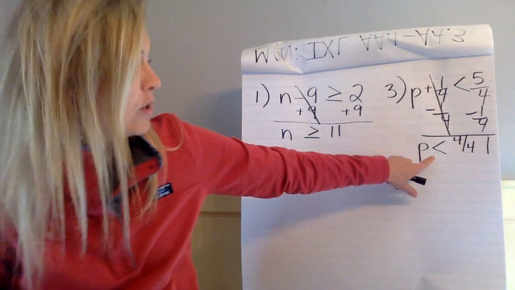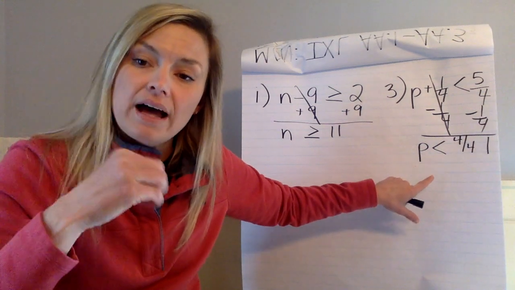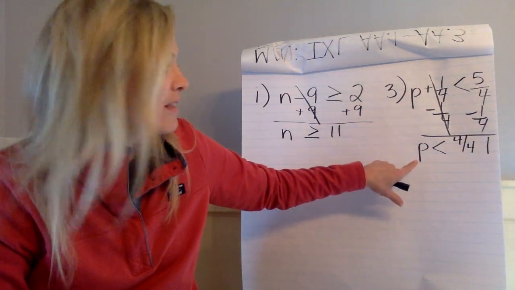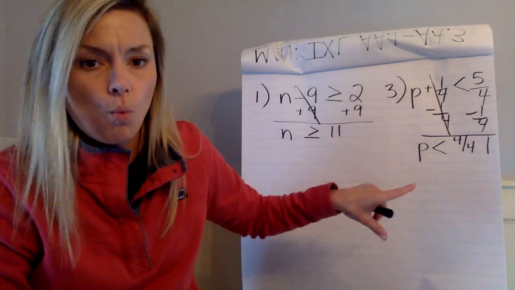So what you would do when graphing this is you would have an open dot at 1, and you would be graphing that p is less than 1.